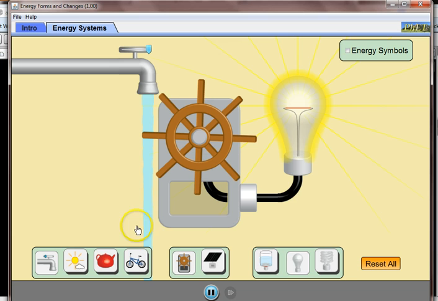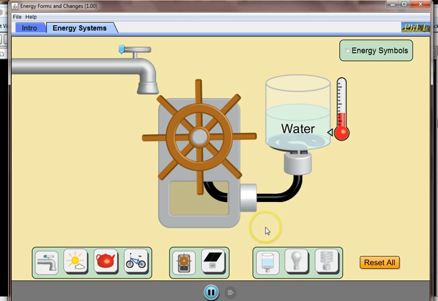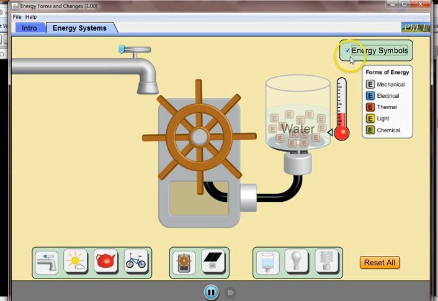Okay, so let's reset and start our experiment. First thing, when you start the experiment, always make sure that energy symbols are selected. There are different forms of energy, shown by different colors. Gray is for mechanical energy, blue is for electrical, red is for thermal, yellow is for light, and green is for chemical. We'll see how the energy changes from one form to another.